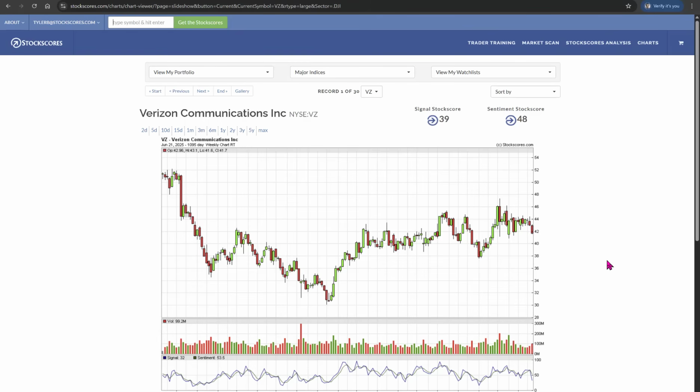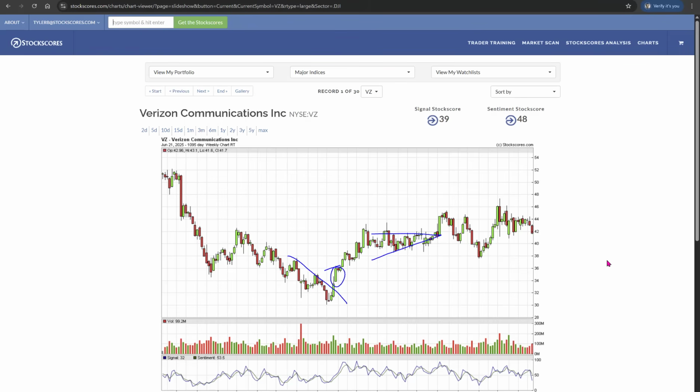All right, so first one is Verizon. I would say that this chart is neutral to slightly optimistic or bullish. Here's how we assess that. First of all, we had a downward trend line over here, and that was broken. Right in here, the downward trend line was broken. That's the start of a bottoming process.